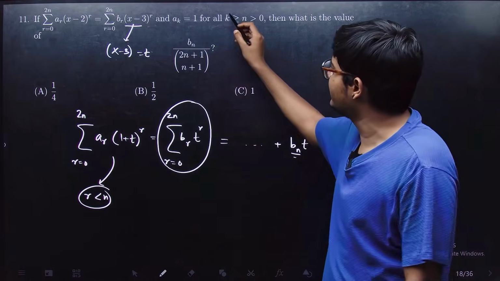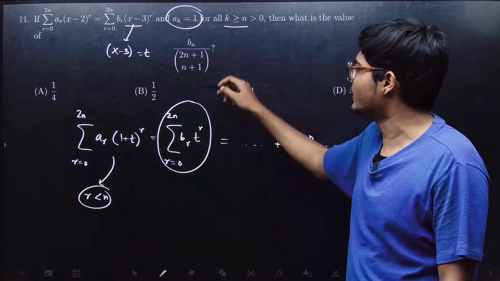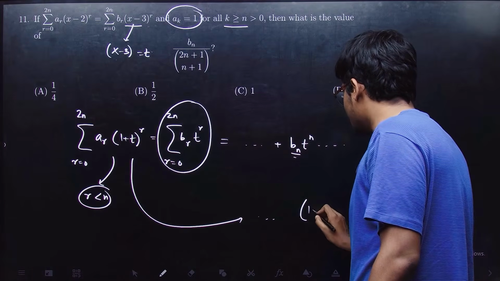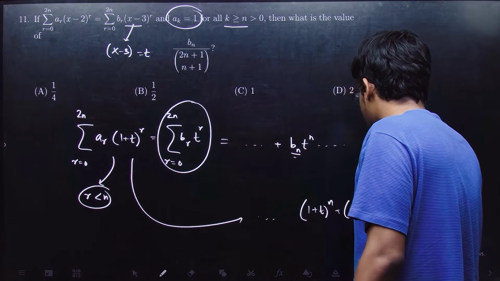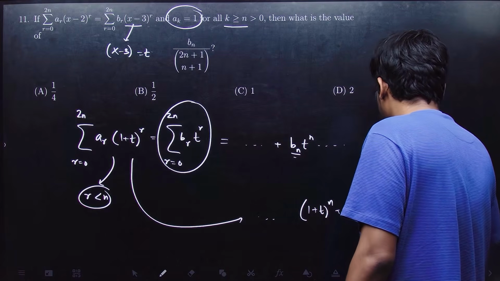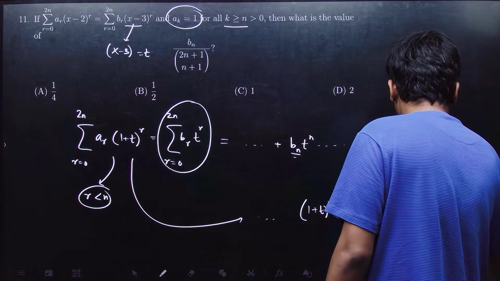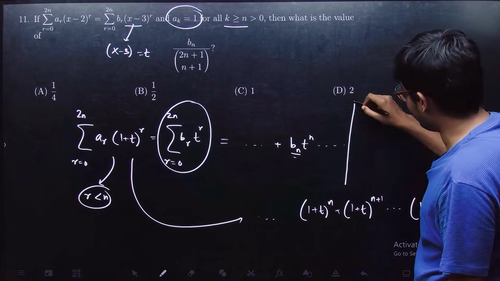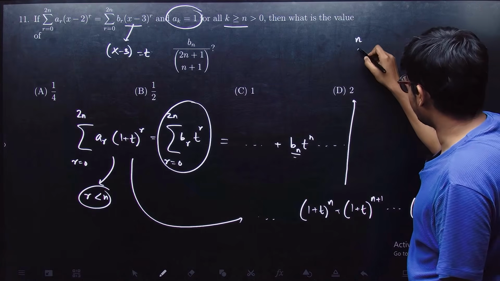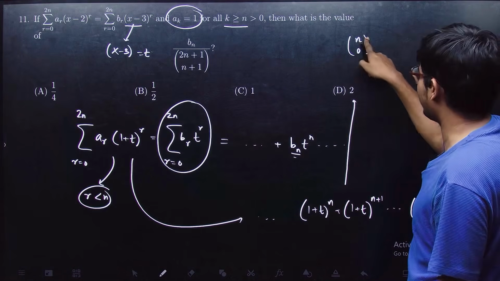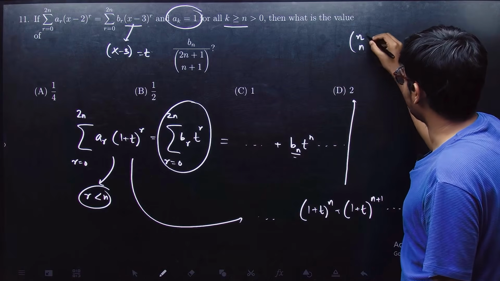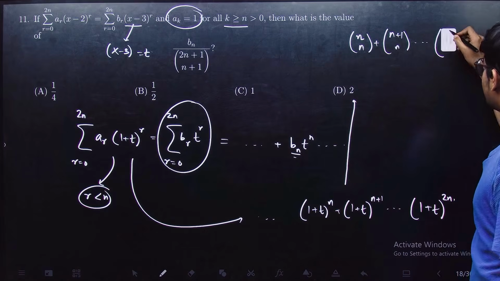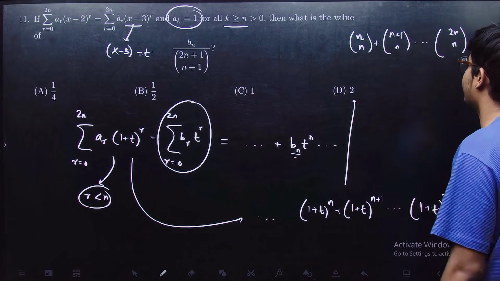And it's given that ak is equal to 1 for every k greater than or equal to n. So in this expansion, you're only concerned with terms that start with (1 plus t) to the power n, plus (1 plus t) to the power n plus 1, all the way till (1 plus t) to the power 2n. In this entire sum, what is the coefficient of t to the power n? It's going to be n choose n, plus n plus 1 choose n, all the way till 2n choose n. Yep, this is what you'll get.